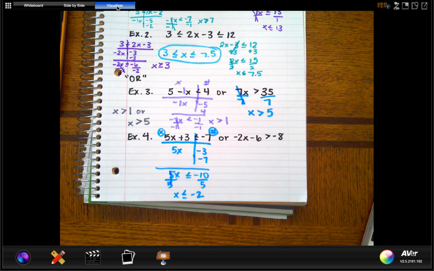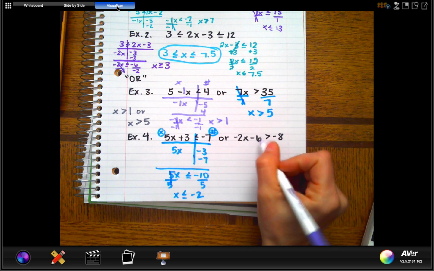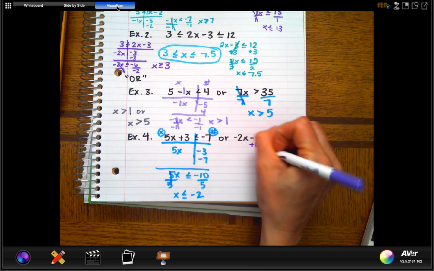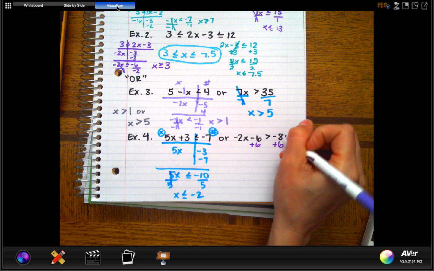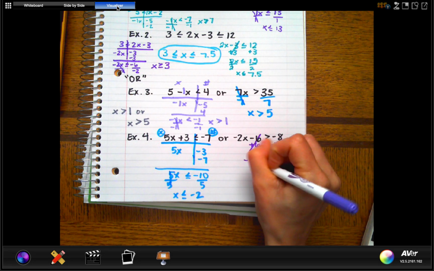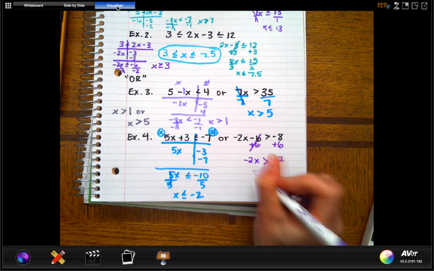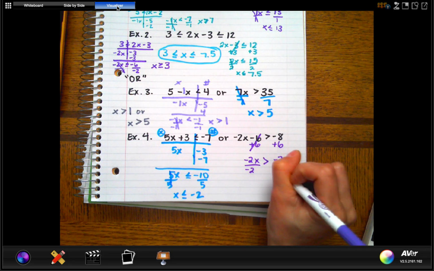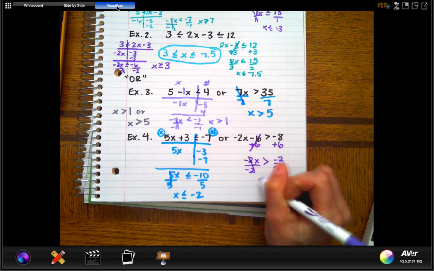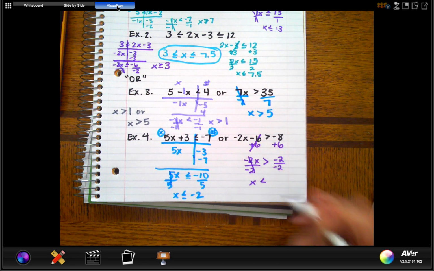The other side, okay, so the other side I'm going to do as well. This side I'll do as a shooter problem. So negative 8 is safe, and we need to get out, negative 6 is going to get out first. So we add to do the opposite, and so that cancels out. Negative 2x is greater than now negative 2. We're going to divide by negative 2 to get that one out. And since we divided by a negative, we flip the inequality, so x is less than 1.